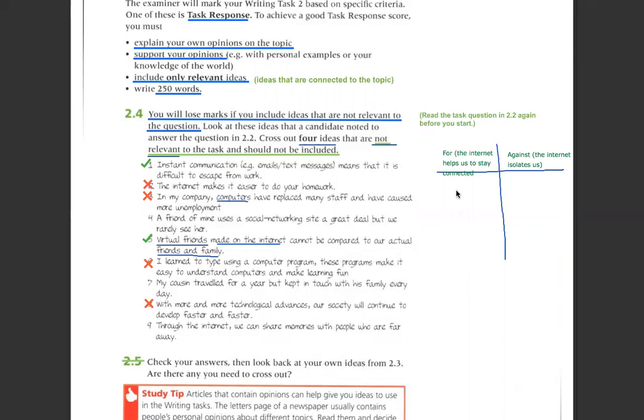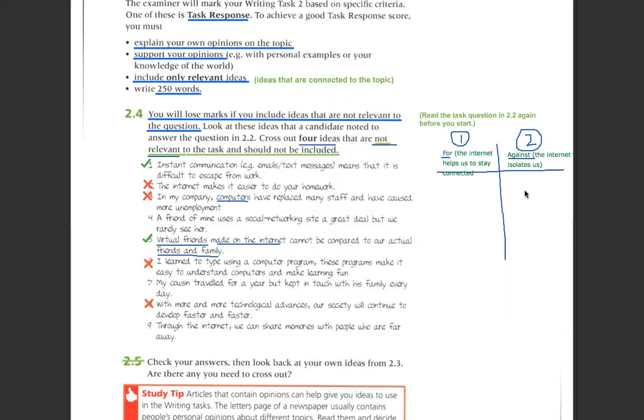All right, another way to organize your paragraphs is to think about your ideas for and your ideas against. So if you're for something, it means you agree with it. If you're against something, it means you disagree. So if you agree that the internet helps you stay connected, you're for it. And your ideas against this would be that the internet isolates us. So for example, you could put your ideas for in body 1 and your ideas against in body 2.